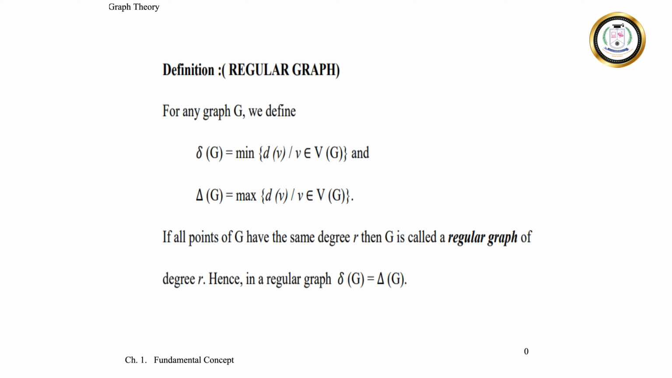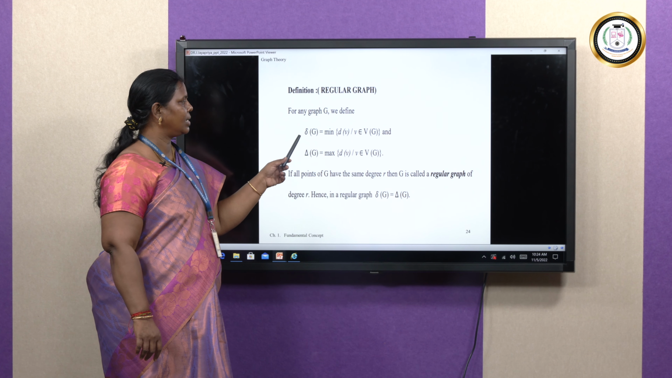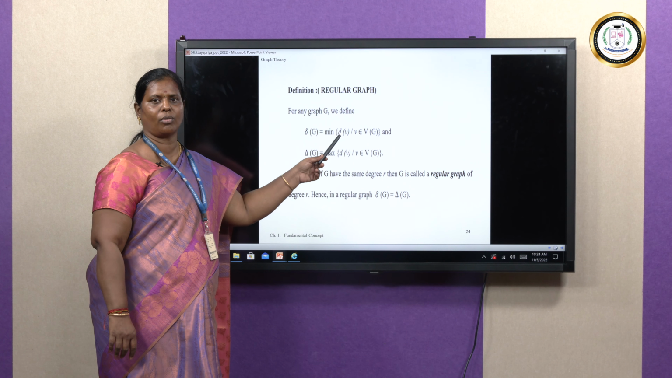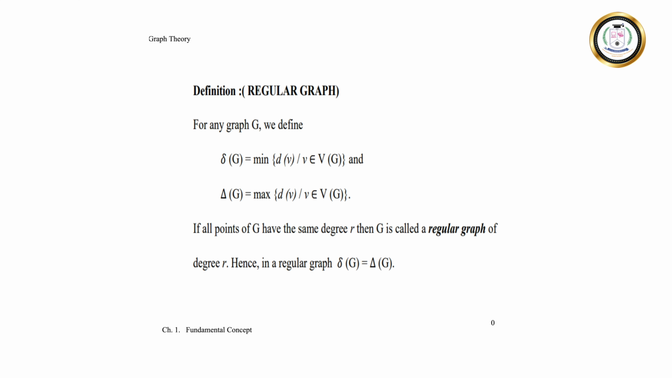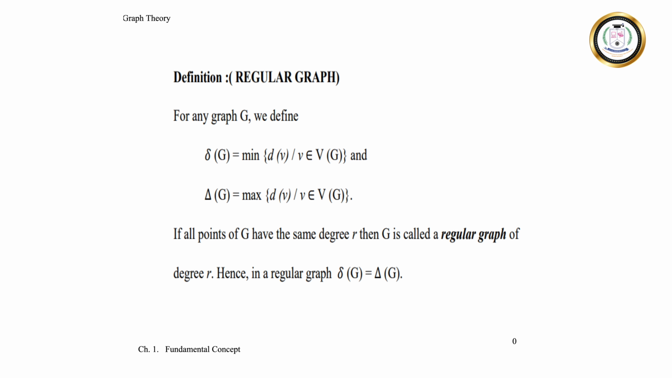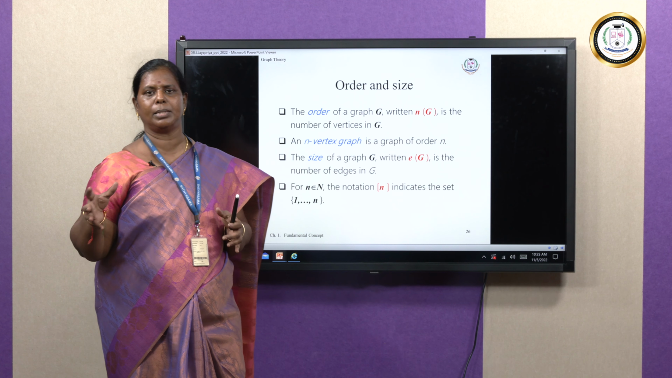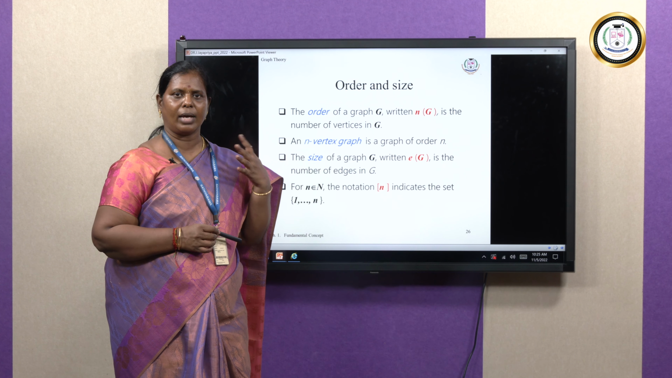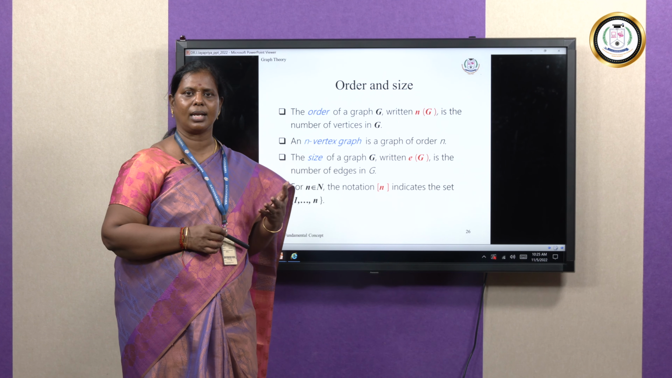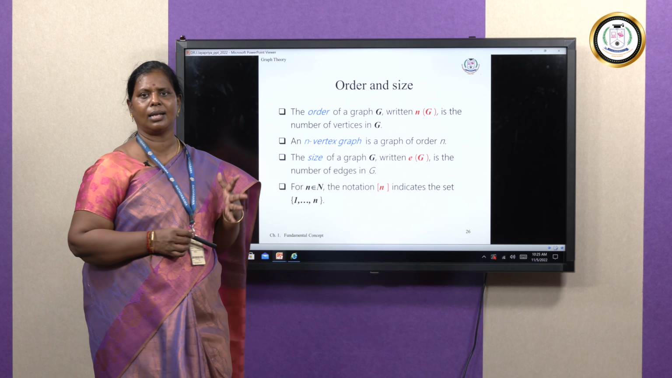Now, let us look into some notations under the basic concepts, namely delta and capital Delta. Delta represents the minimum degree of a vertex, and capital Delta represents the maximum degree of a graph. Usually, for a regular graph, the maximum degree and minimum degree will be the same. So, I should say what a regular graph is. A regular graph means that if all the vertices are of the same degree, we call it a regular graph.